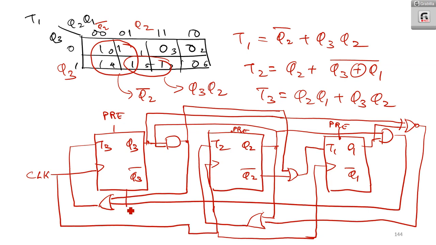Now coming into clear. This is clear, and this is clear. Okay. So this is how you are redesigning the circuit to avoid lockout.